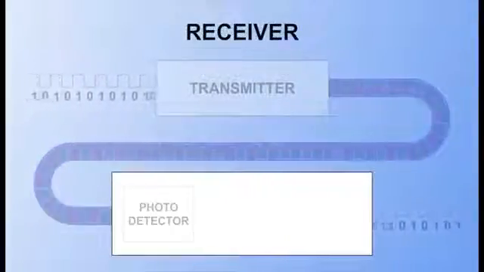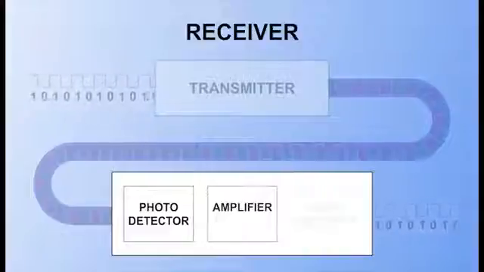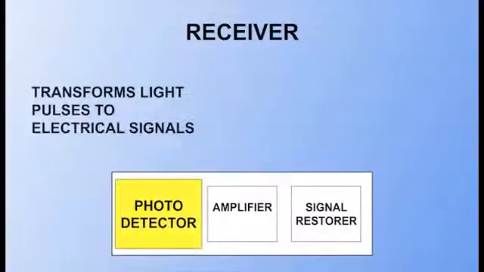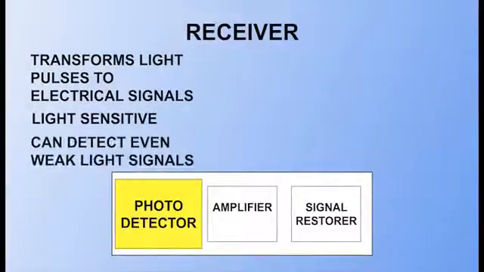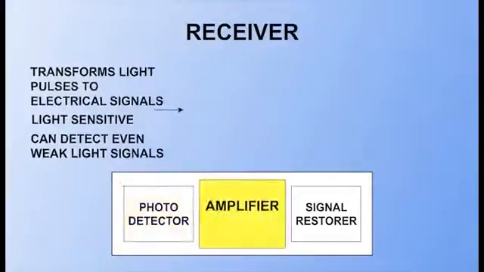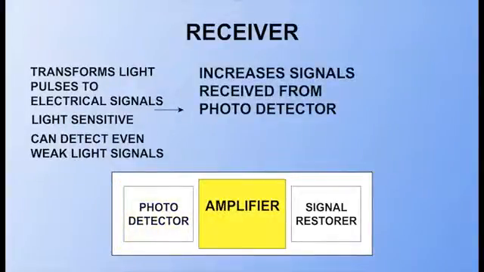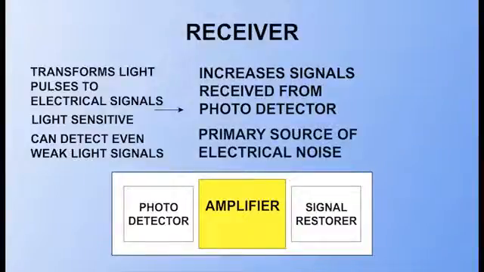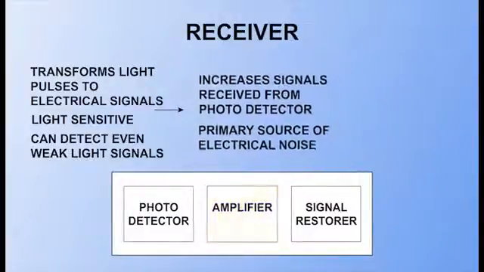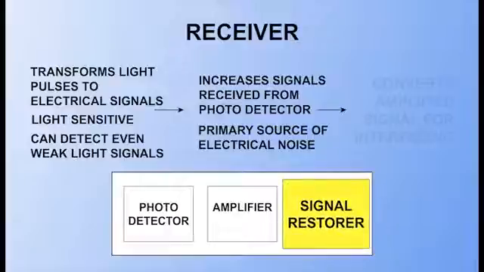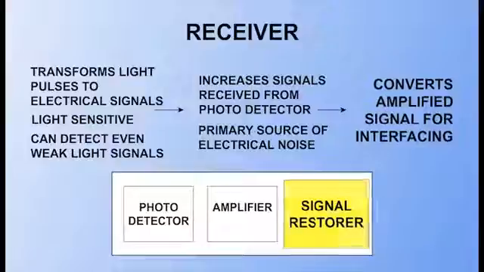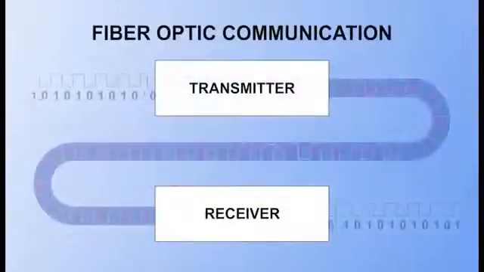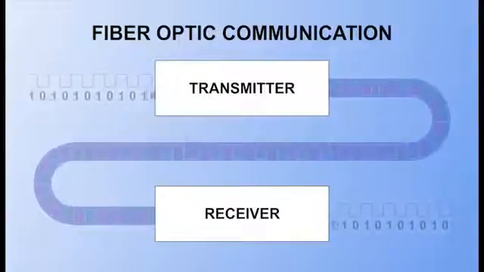The receiver consists of a photodetector, an amplifier, and a signal restorer. The photodetector transforms light pulses into electrical signals. It is light sensitive and must be capable of detecting even weak light pulses. The amplifier increases the signals received from the photodetector. This is the primary source of electrical noise in the receiver, and the sensitivity of the receiver is dependent on minimizing this noise. Lastly, the signal restorer converts the amplified electrical signal into a form that is suitable for the interfacing circuitry. Quality transmitters and receivers work together to ensure less signal degradation across the network.